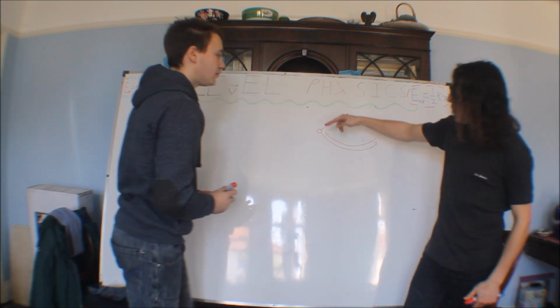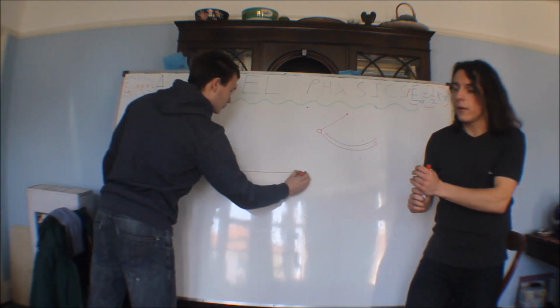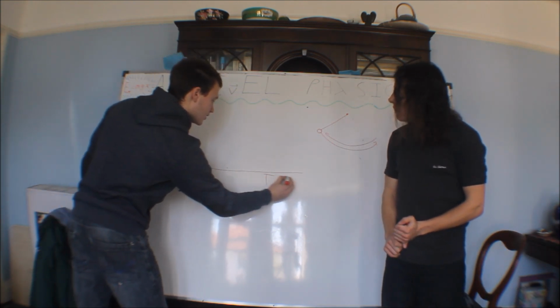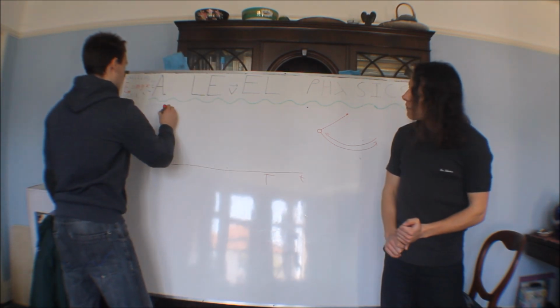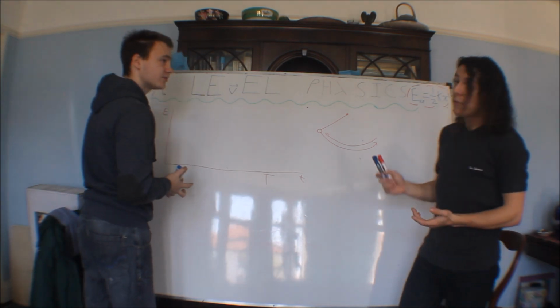So a pendulum moving from there to there is one full oscillation, so the time it takes to do that would be the period. So if we call that T, because this is a time axis. This is against energy. So what energies have we got in this pendulum? Well, that's a good question, Wayne.